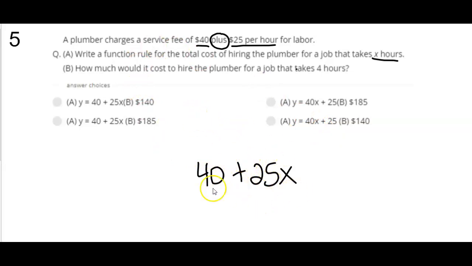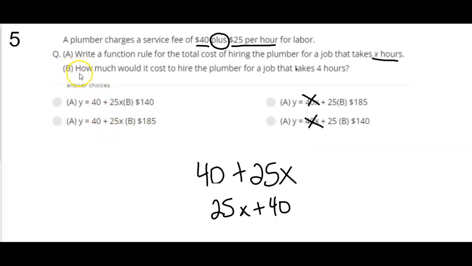And the order when you're adding doesn't matter. So this could be written as 25x plus 40 or 40 plus 25x. When you add things, you can add in any order. So let's just make sure that the 25 is with the x. Here it says $40 per hour, and that's not what the problem says. So those can cross out. All right, so both of these functions are correct.